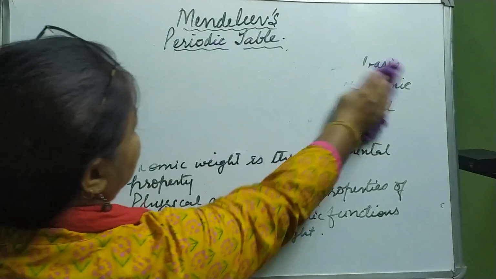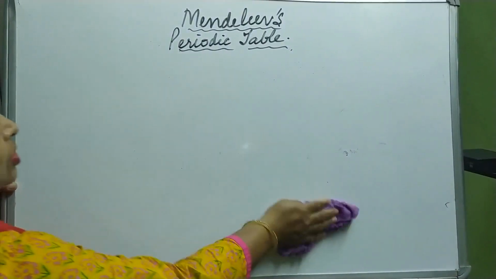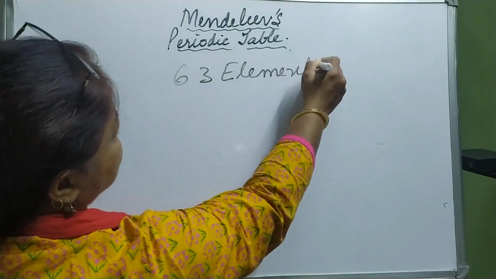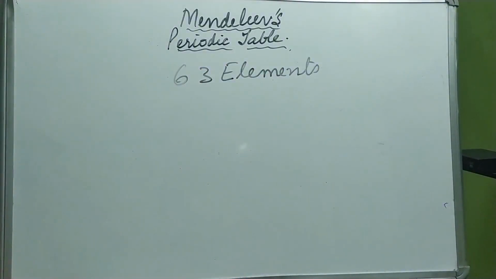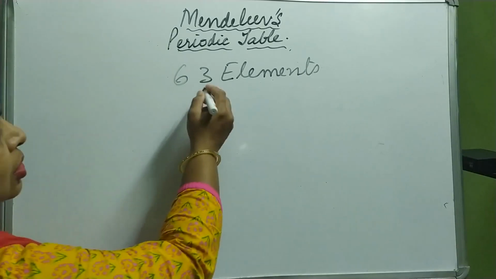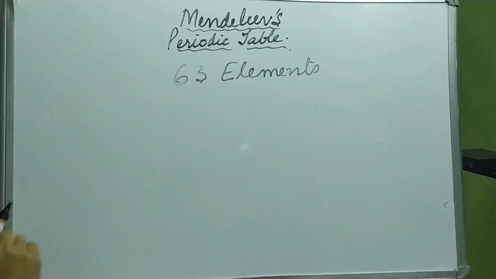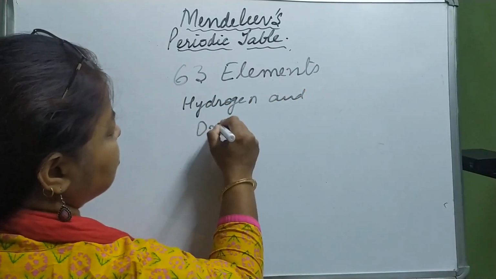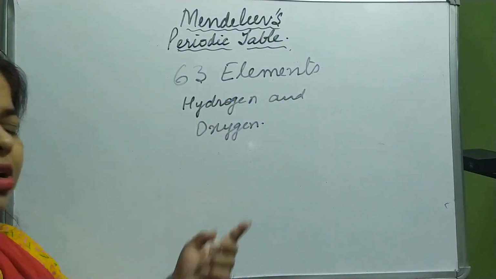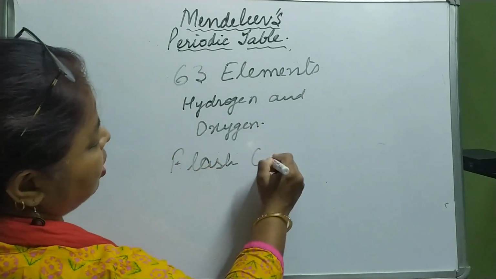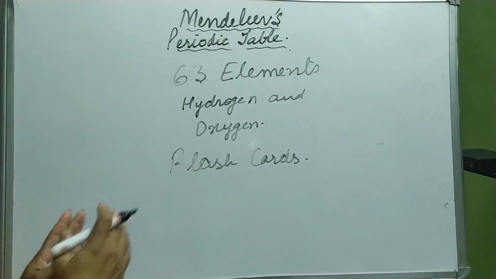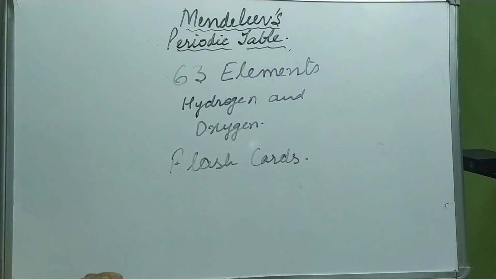Okay, now what he did at that time when he started his research or his studies, at that time 63 elements were known. How many elements? 63 elements were known at that time. So what he did, he worked upon these 63 elements and he made them react with hydrogen and oxygen, and recorded his observations on flashcards. He made flashcards and on them he wrote about the observations, and then he arranged them on a wall in the order of their reactivities.